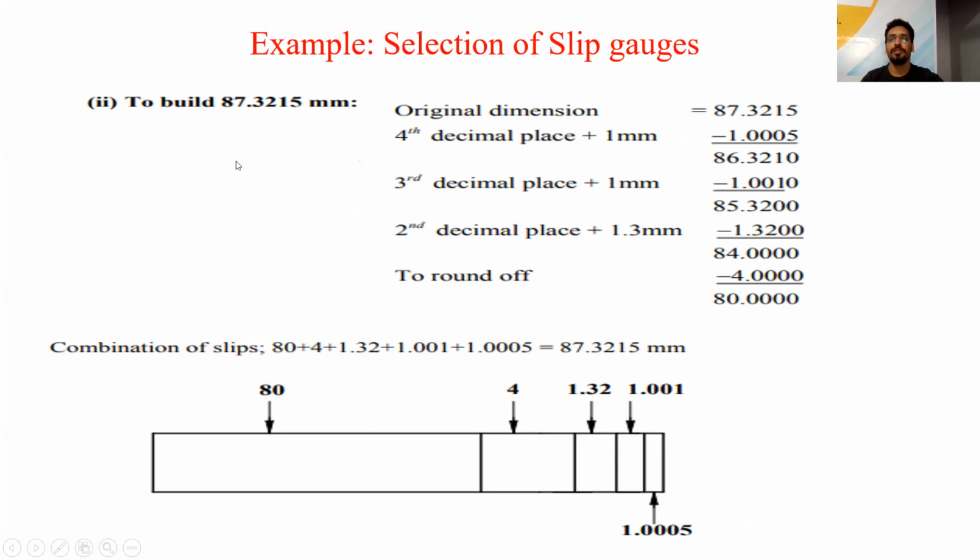Now the next dimension which we have to make is 87.3215 mm. Taking the M87 table, we can make this with the help of M87. So I think you get the idea of the selection of slip gauges. Here the selection of slip gauges is completed, and today's lecture is over.